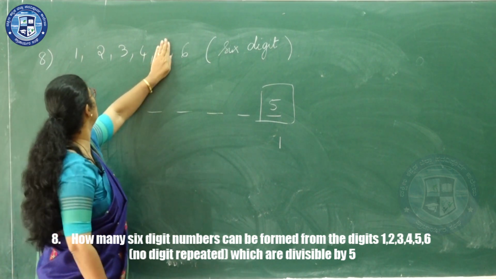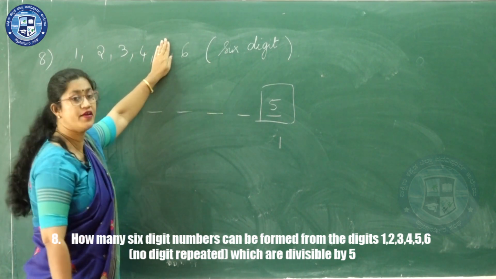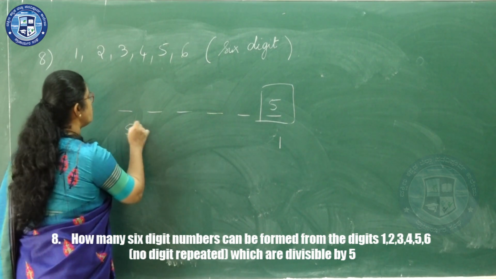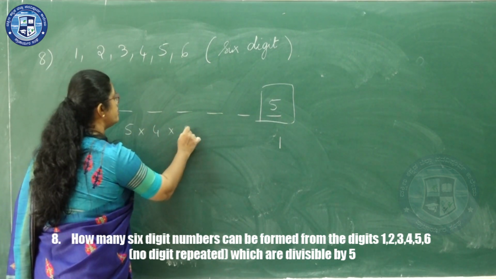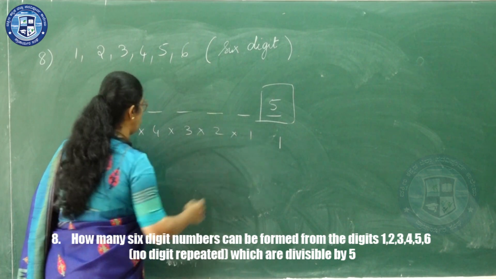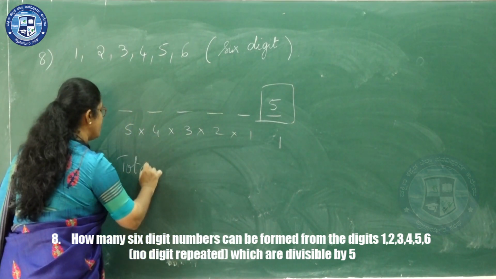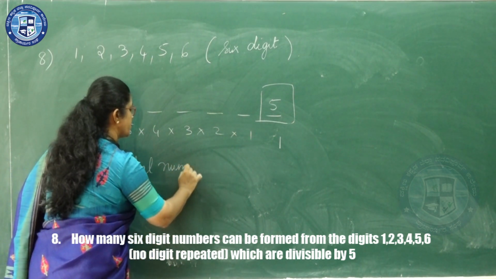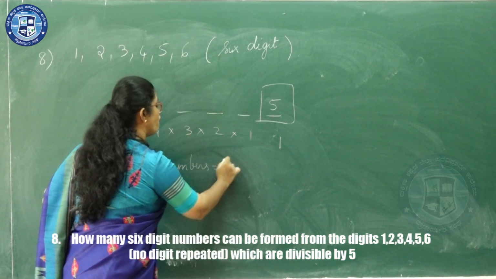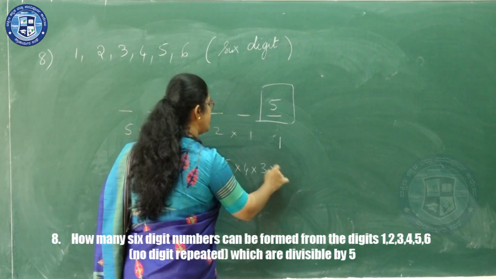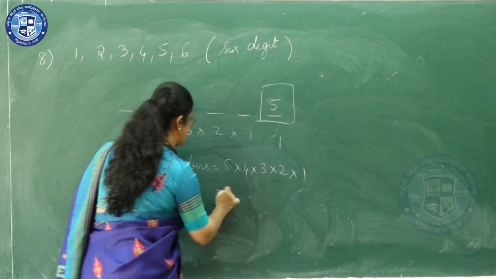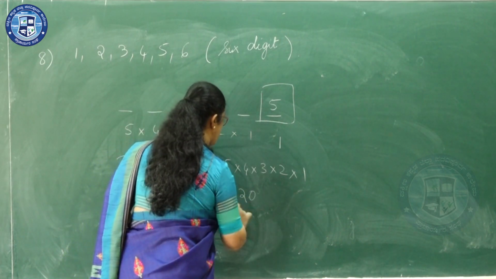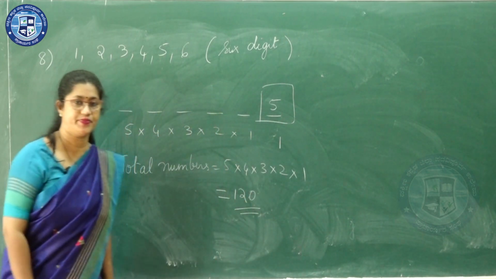5 is gone and you're left with 5 numbers. So here it is: 5, 4, 3, 2 and 1. So the total numbers is 5 into 4 into 3 into 2 into 1, which is equal to 120.